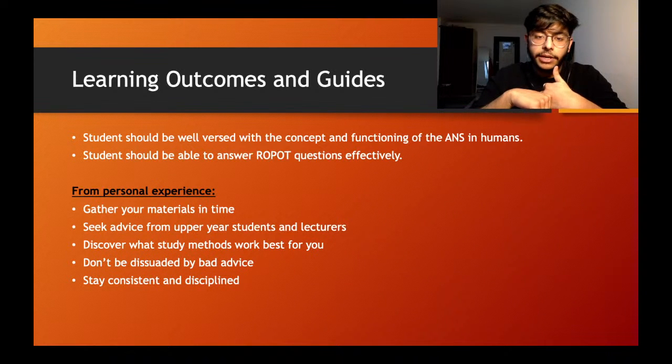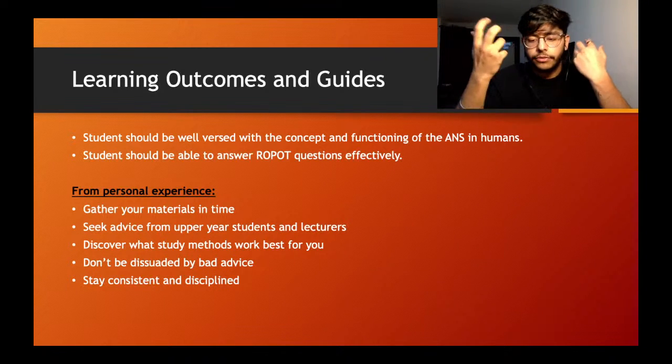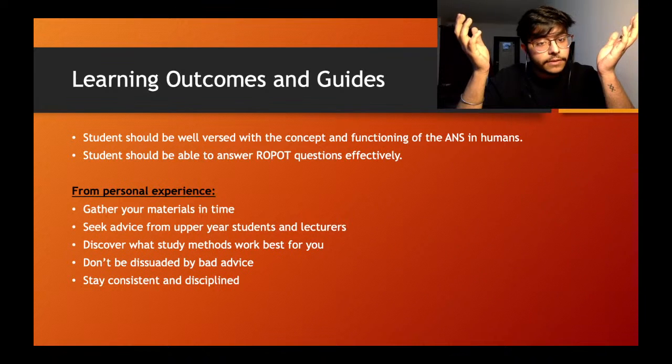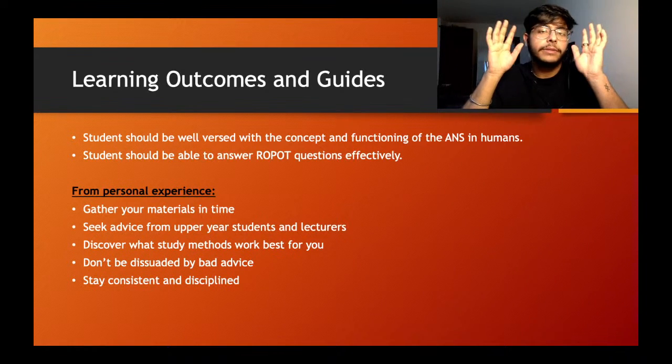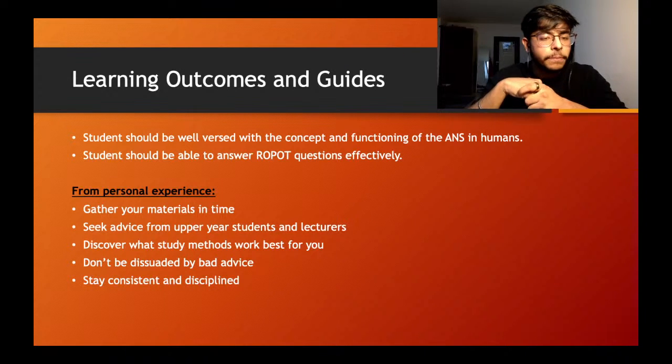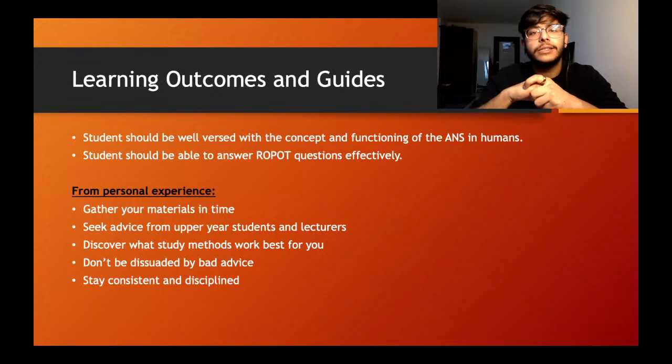Don't be dissuaded by bad advice. Sadly, at this university, you get to hear a lot of conflicting views about examiners and exams themselves. So all I want to say is just take everything with a pinch of salt, because at the end of the day, it matters more about how much effort you put in. Stay consistent, disciplined, and as cliche as that sounds, that possibly is the only way medical students stay on top of their stuff, by staying consistent and sticking to a plan.